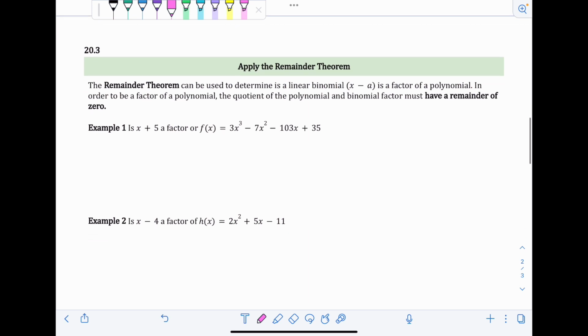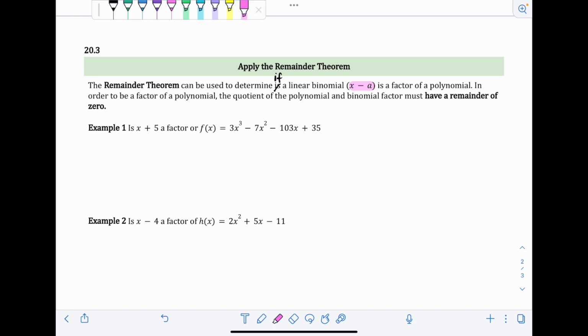Okay, so 20.3, apply the remainder theorem. The remainder theorem can be used to determine if a linear binomial x minus a is a factor of a polynomial. Sorry for all the typos, I typed this kind of fast. In order to be a factor of a polynomial, the quotient of the polynomial and binomial factor must have a remainder of 0.